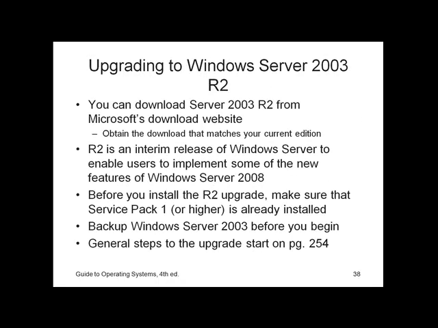Windows Server 2003 has several service packs and versions that were produced. If you're going to upgrade, say, from Server 2003 to Server 2003 R2, make sure that Service Pack 1 or higher has already been installed on the system prior to upgrading to the R2 version. Back up Windows Server 2003 always before you begin any installation or upgrade, and the general steps for the upgrade procedure start on page 254 in your book.